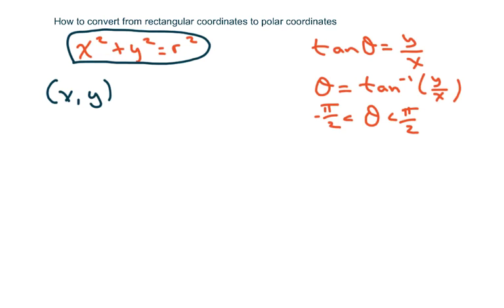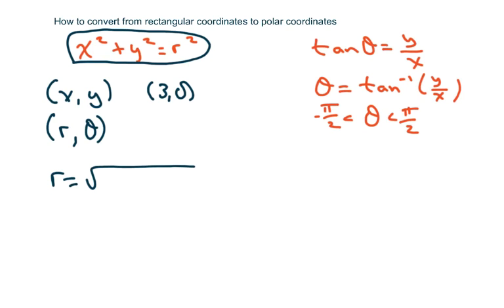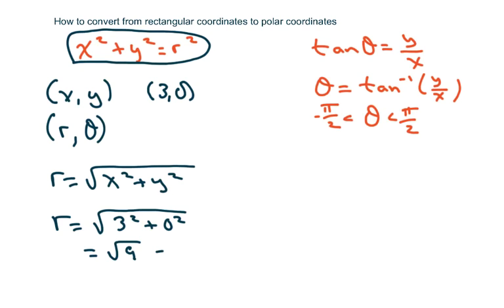For example, the first one we're going to do is going to be 3 comma 0, and we need to convert it to r, theta. So basically, our r is going to come from the square root of x squared plus y squared. So let's do that first. So r is equal to the square root of 3 squared plus 0 squared, which equals the square root of 9, which equals 3. So our r equals 3.